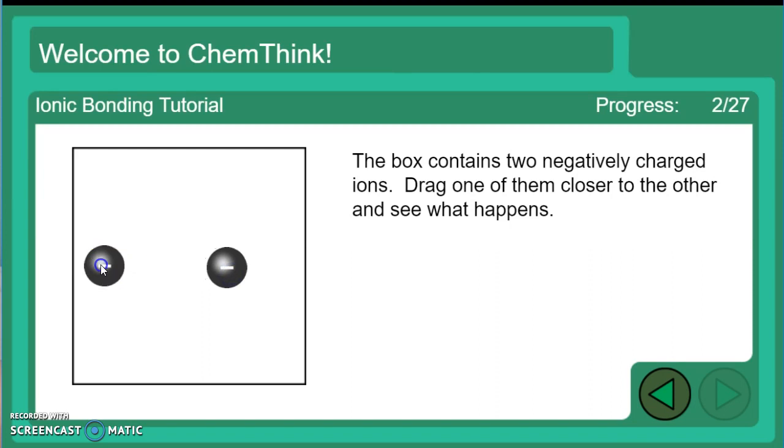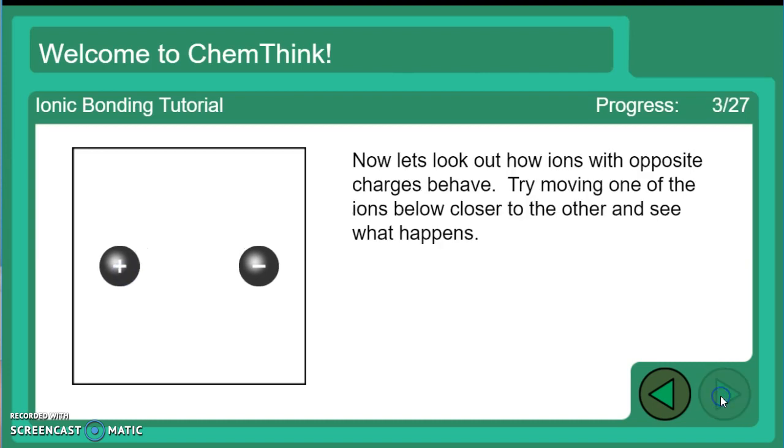When charges are similar, look at what they do. They repel each other. I've got two negative charges, and they are repelling each other. So like charges repel, opposite charges attract. See that negative? It's following the positive everywhere it goes. Get away from me. But they attract each other. So opposite charges attract, like charges repel.